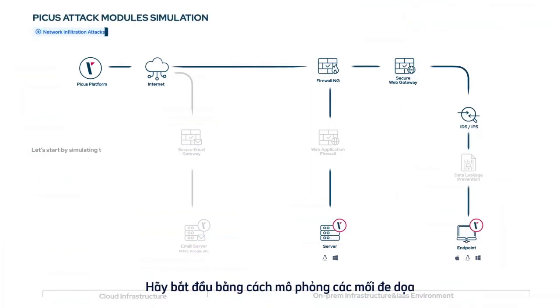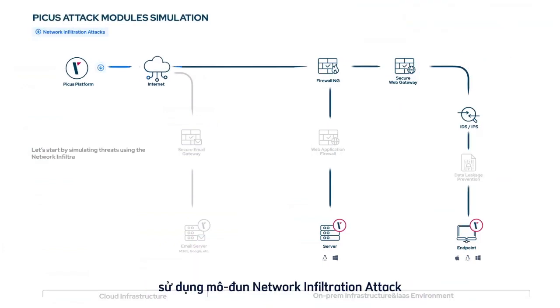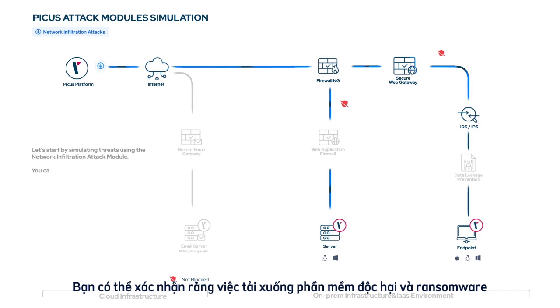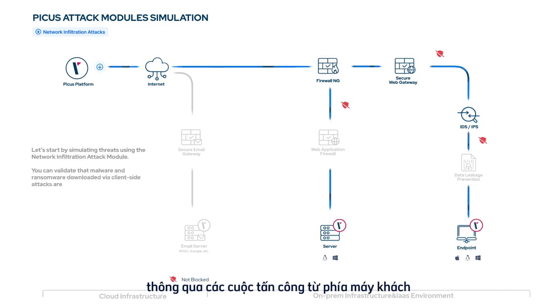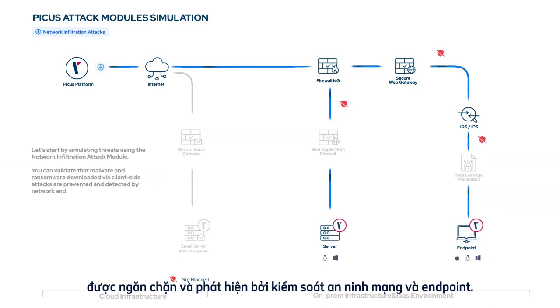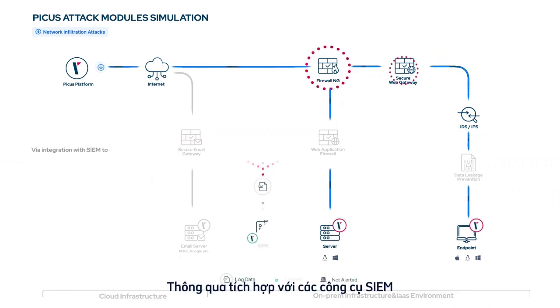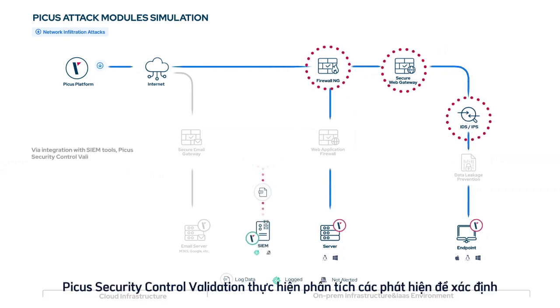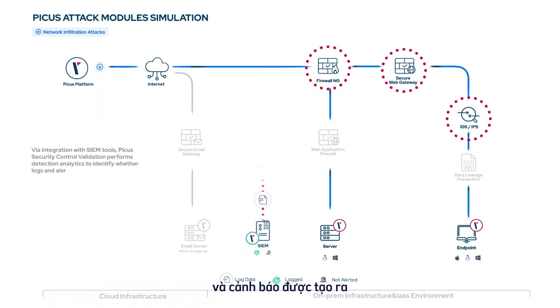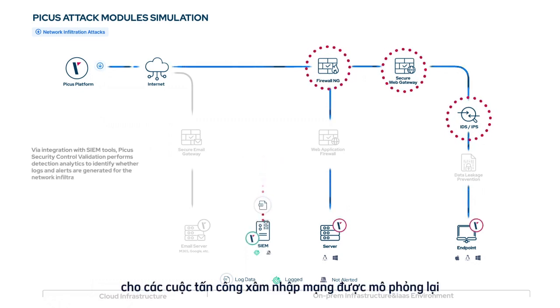Let's start by simulating threats using the Network Infiltration Attack module. You can validate that malware and ransomware downloaded via client-side attacks are prevented and detected by network and endpoint security controls. Via integration with SIEM tools, Picus Security Control Validation performs detection analytics to identify whether logs and alerts are generated for the network infiltration attacks that are simulated.